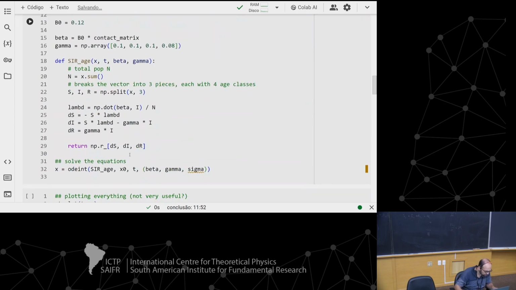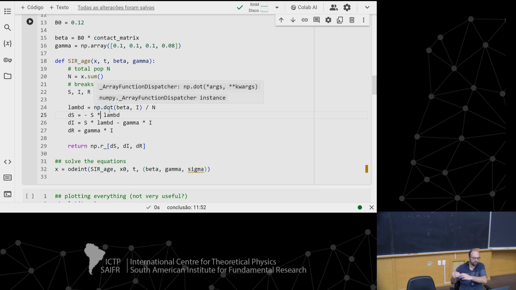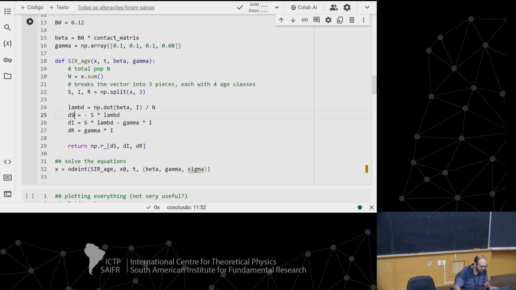And now, what is going to be my model? The derivative of S is going to be minus S. This is a vector, and this will be a vector, and this multiplication is element by element. So this is the derivative of S. The derivative of I is S times lambda minus gamma times I.